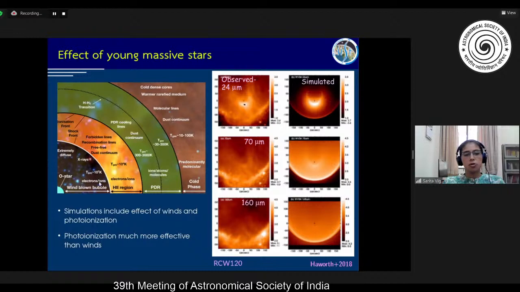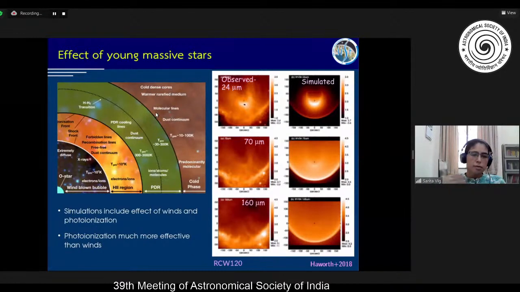Here is a wind-blown bubble where there is a very diffuse medium which is very hot, and surrounding that you have the compressed H2 region, and you have the PDR beyond that. And as we can see, each of these excites different kinds of lines or transitions, and one can sample them using those transitions. And finally, you have the cold interstellar medium.